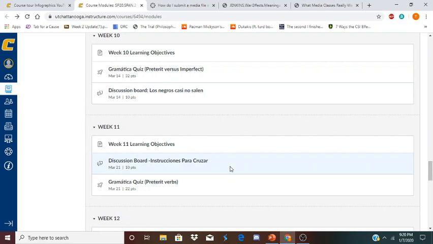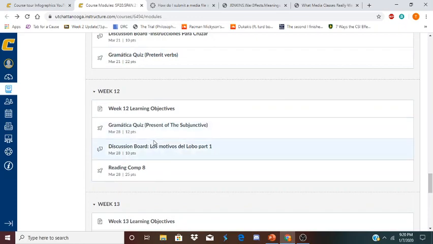Week 11, we have the discussion board, Instrucciones para Quizar, and a grammar quiz over preterite verbs. In week 12, we have another grammar quiz, present of the subjunctive, a discussion board, Los Móvulos de Lobo Part 1, and another reading composition.